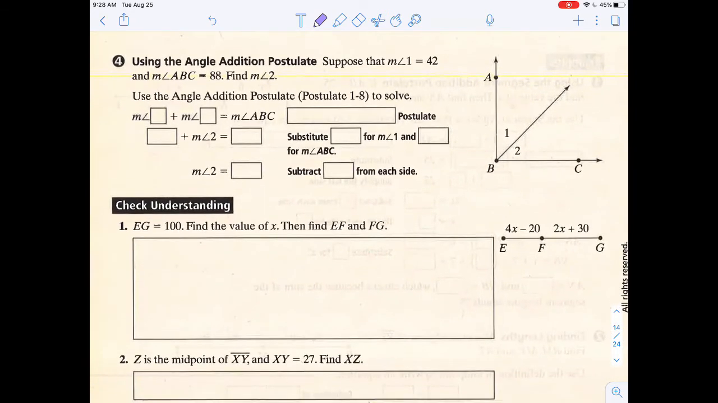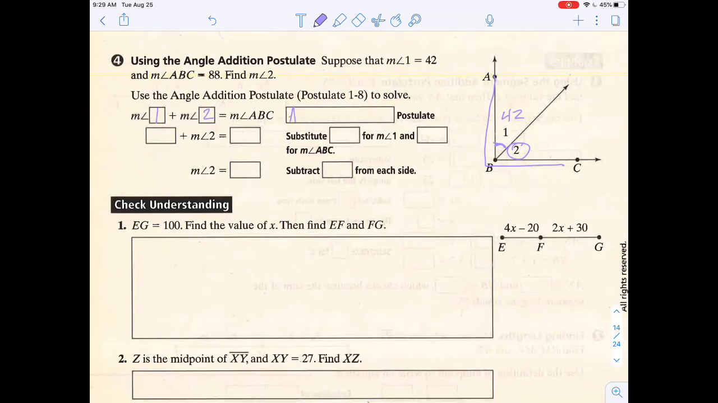All right, last example. Using the angle addition postulate. Suppose that the measure of angle 1 is 42 degrees. So we know that this angle here is 42. And suppose that the measure of angle ABC, so that's this whole angle here, is 88. We're trying to find the measure of angle 2. Well, we know that measure of angle 1 plus 2 has to be the whole thing because of the angle addition postulate. Because angle 1 plus angle 2 gives us this whole big angle.